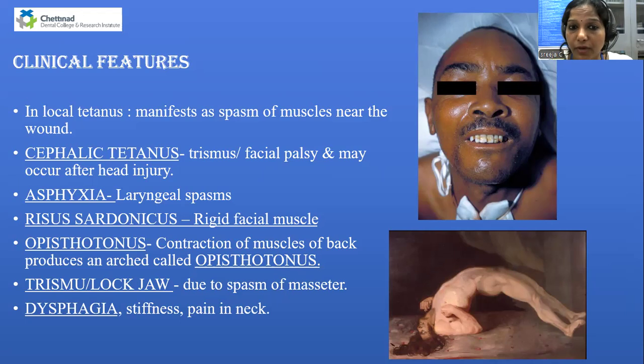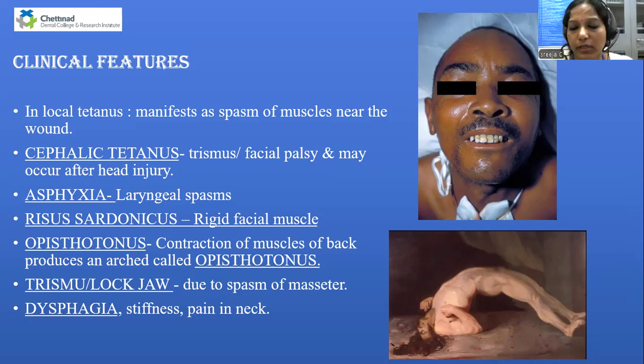There is tetanus of the face, which causes rigid facial muscles. This feature is called risus sardonicus. Contraction of the muscles of the back produces an arch-shaped posture, which is called opisthotonus. The patient can have trismus or lockjaw due to the spasm of the masseter muscle. D for dysphagia, which is stiffness of or pain in the neck.